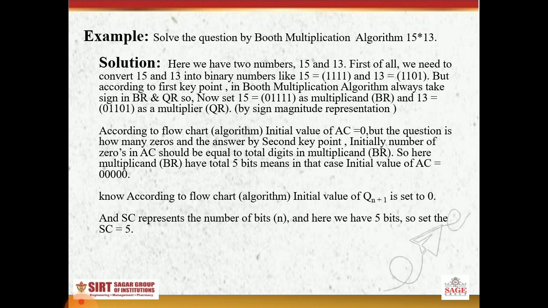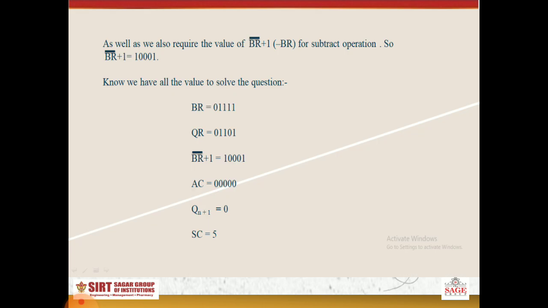Now according to the flowchart algorithm, the initial value of Qn plus 1 is set to 0, and the sequence counter represents the number of bits n, and here we have 5 bits, so set the SC equal to 5. As well, we also require the value of BR bar plus 1, that is minus BR, for the subtract operation. So BR bar plus 1 equals 1 0 0 0 1. Now we have all the values to solve the question.